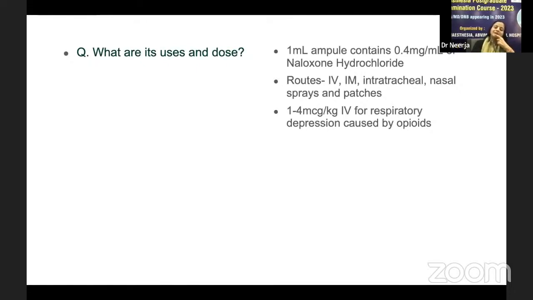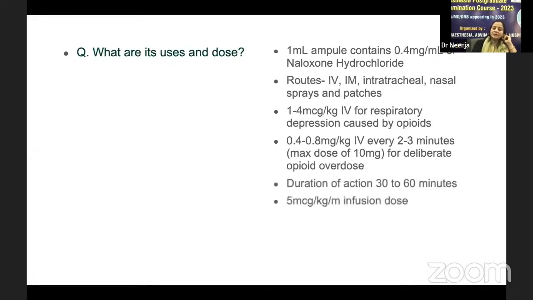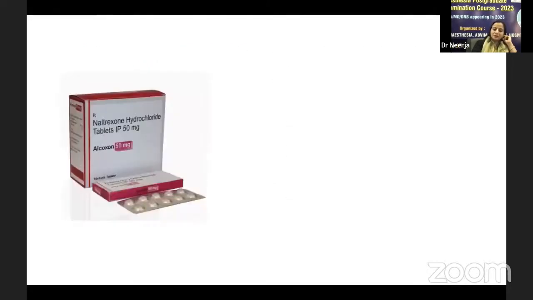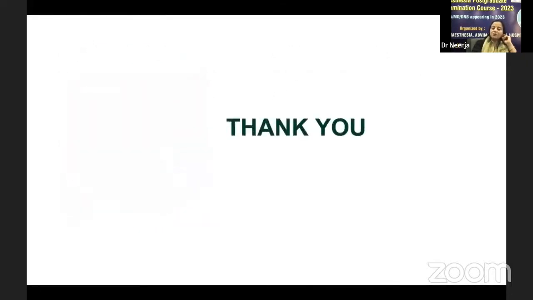So if you expect that the respiratory depression is going to last for a longer period of time, from a long-acting respiratory depressant drug, then please give infusions. Other than that, there is another drug which can be given orally. It is naltrexone. This is an oral preparation which is available. It is given in patients of opioid dependence, right?